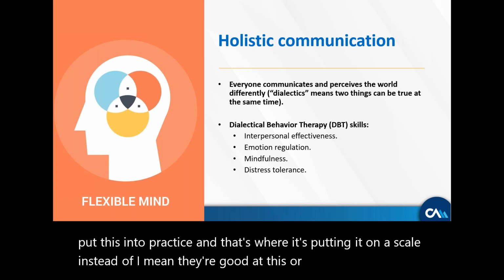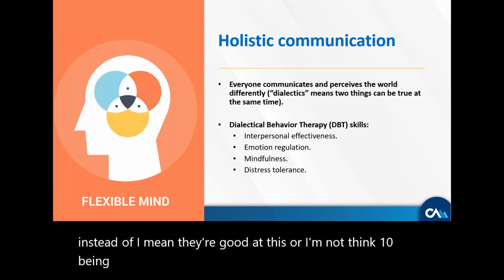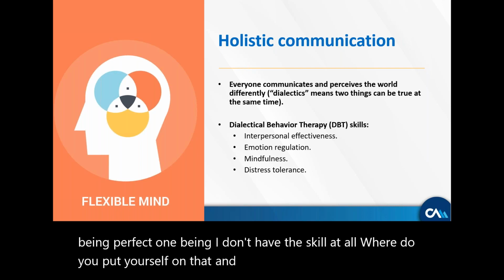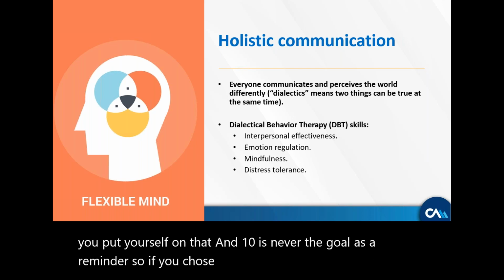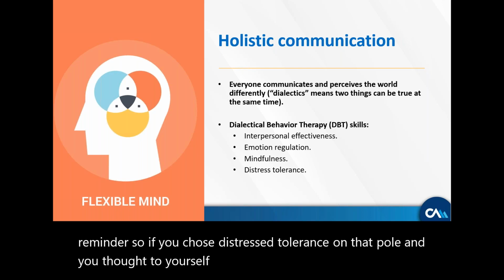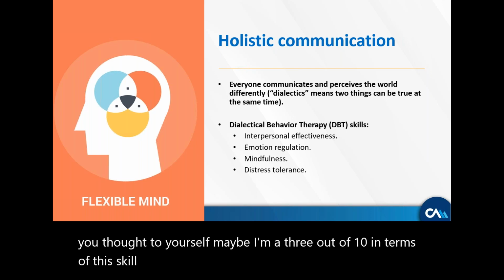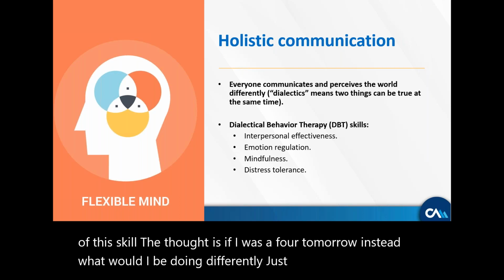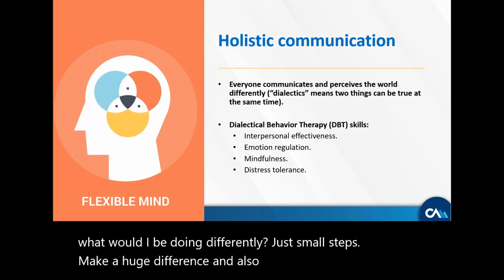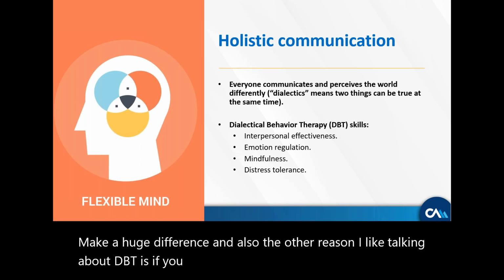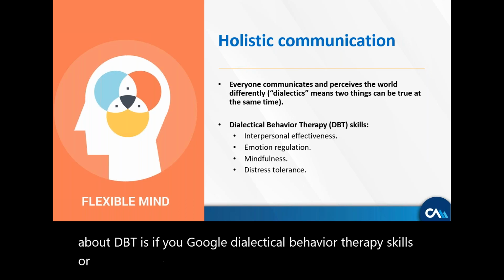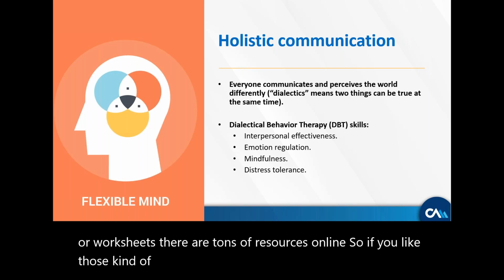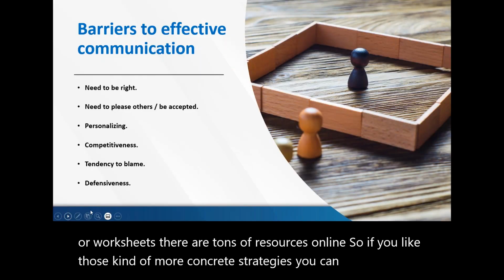And that's where it's putting it on a scale. Instead of I'm either good at this or I'm not, think, 10 being perfect, 1 being I don't have the skill at all. Where do you put yourself on that? And 10 is never the goal, as a reminder. So if you chose distress tolerance on that poll and you thought to yourself, maybe I'm a 3 out of 10 in terms of this skill, the thought is, if I was a 4 tomorrow instead, what would I be doing differently? Small steps make a huge difference. And also the other reason I like talking about DBT is if you Google dialectical behavior therapy skills or worksheets, there are tons of resources online. So if you like those more concrete strategies, you can find those online.